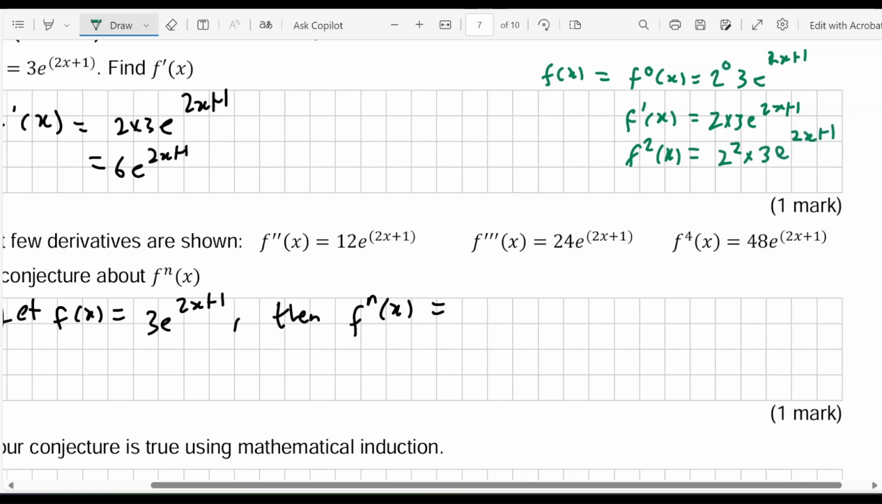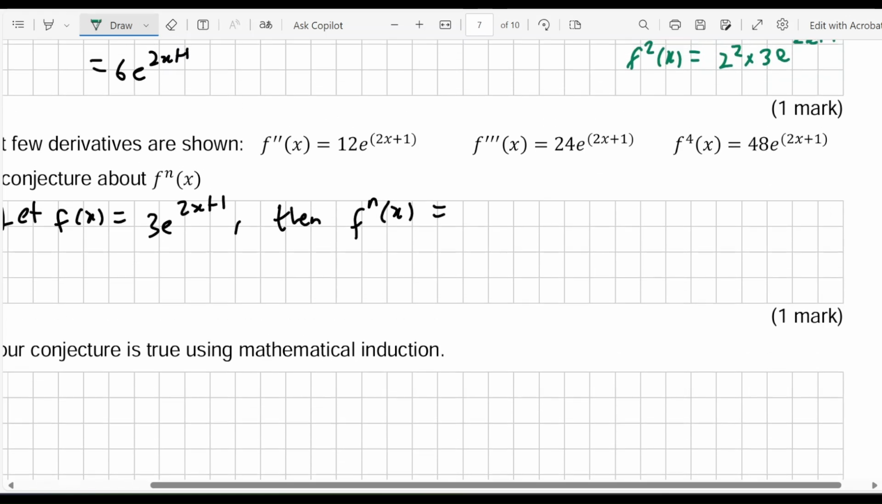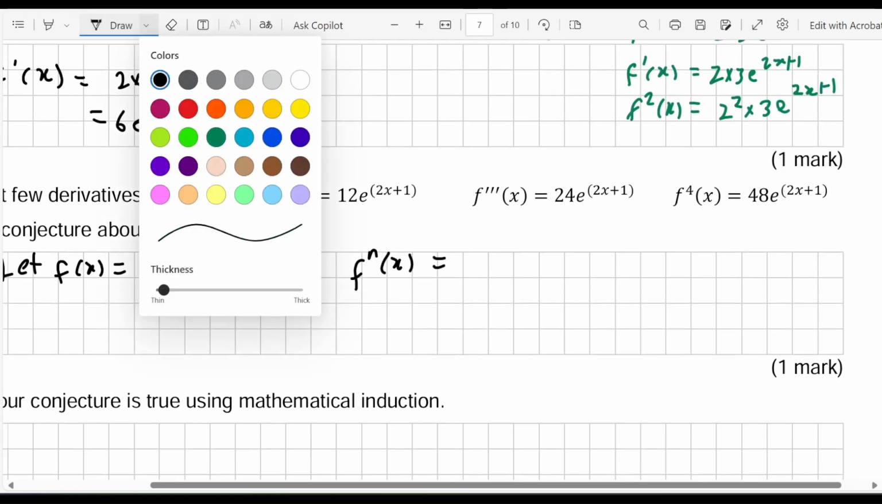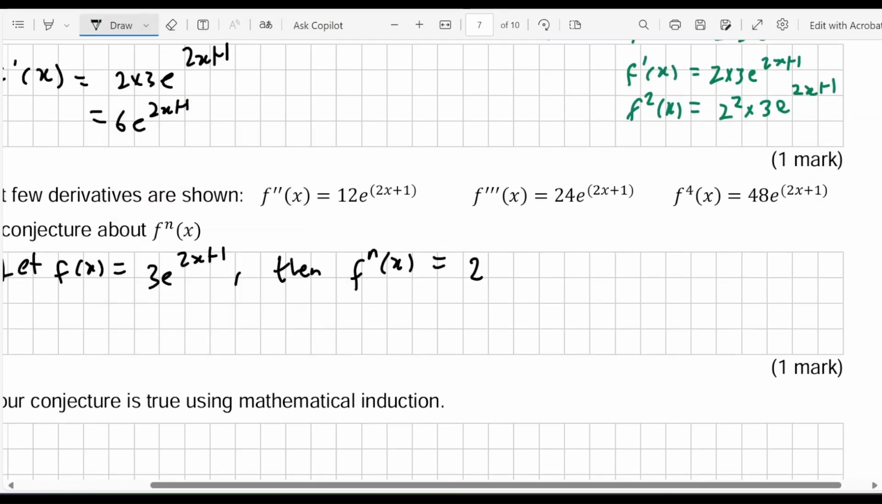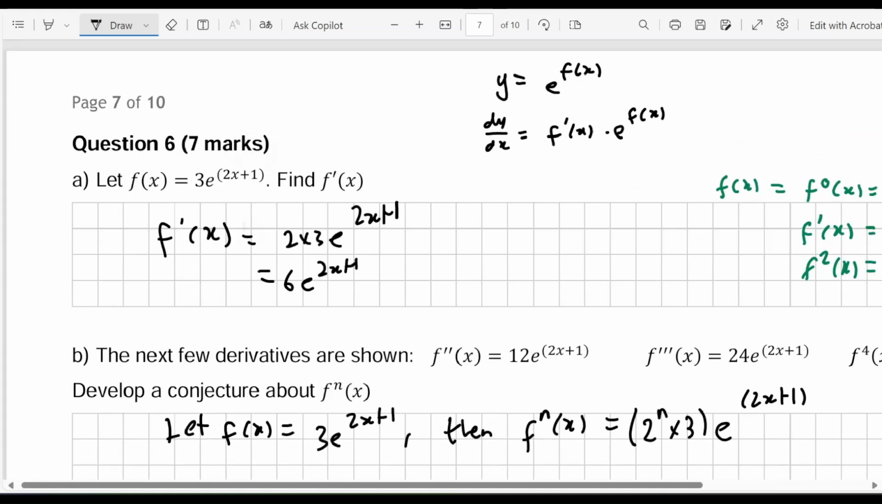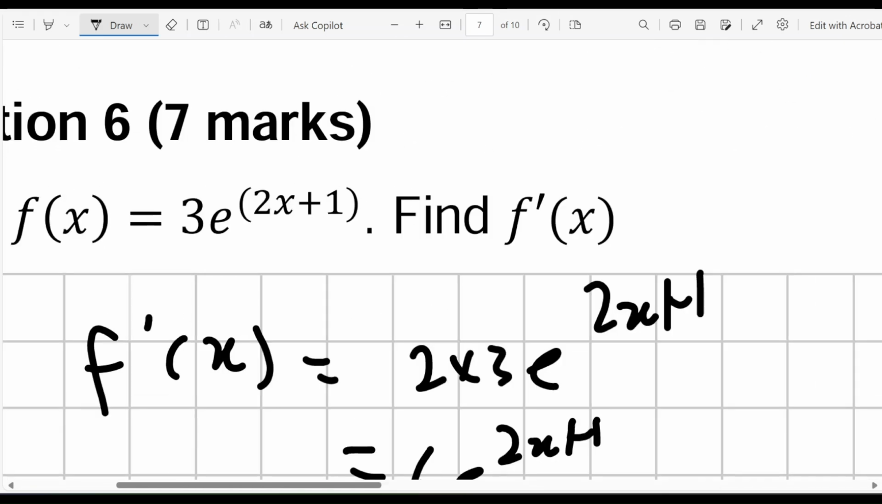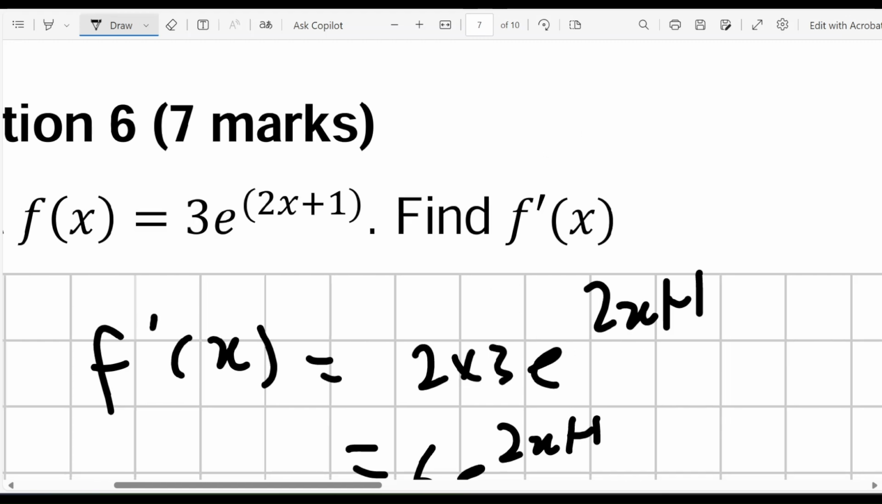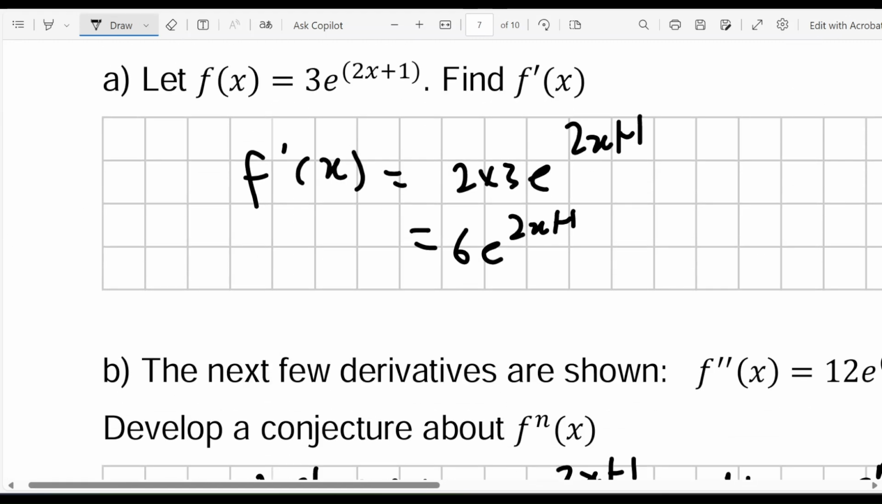In fact, this is 2 to the 0 here. So fn of x is just straight up 2 to the n times 3. I might put that in brackets just to be really clear: e to the 2x plus 1. I've bracketed the top of the thing there in writing this test, just so you don't accidentally think the 1 is hanging off the end. But when you're writing it in your proof, you don't necessarily need brackets around it.